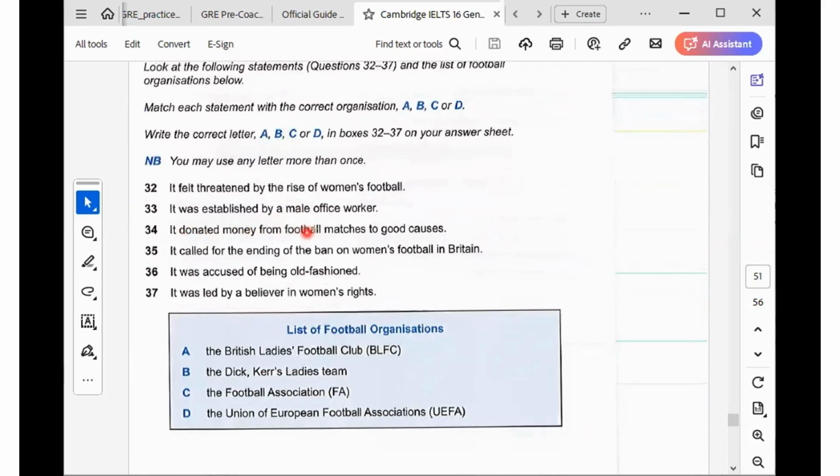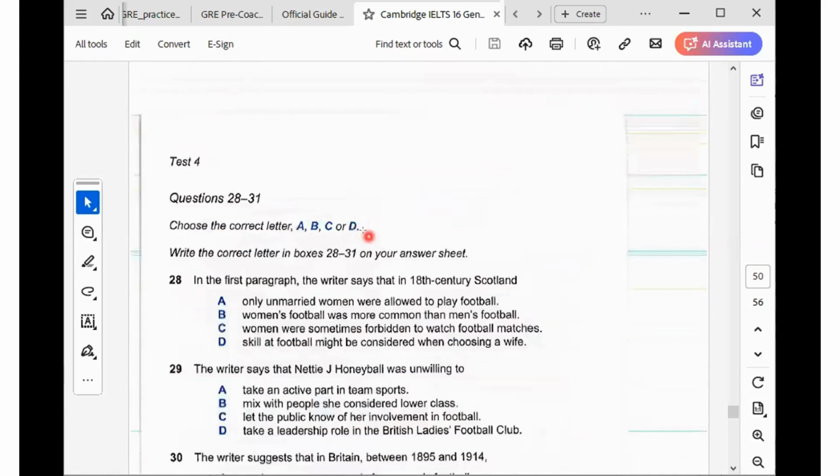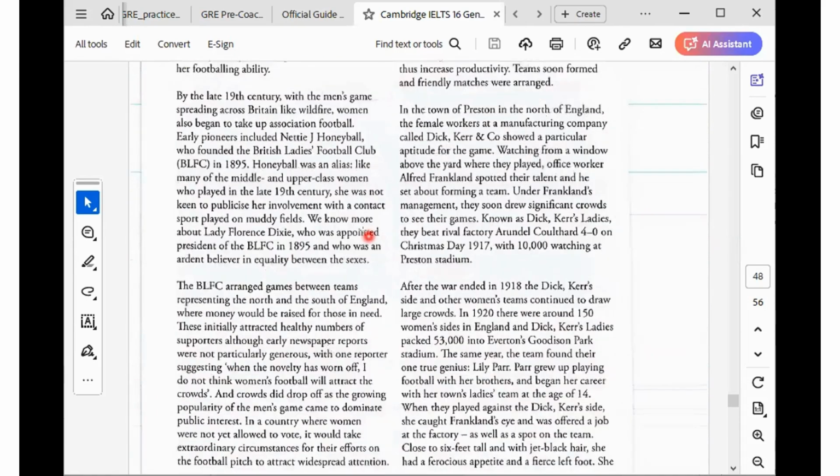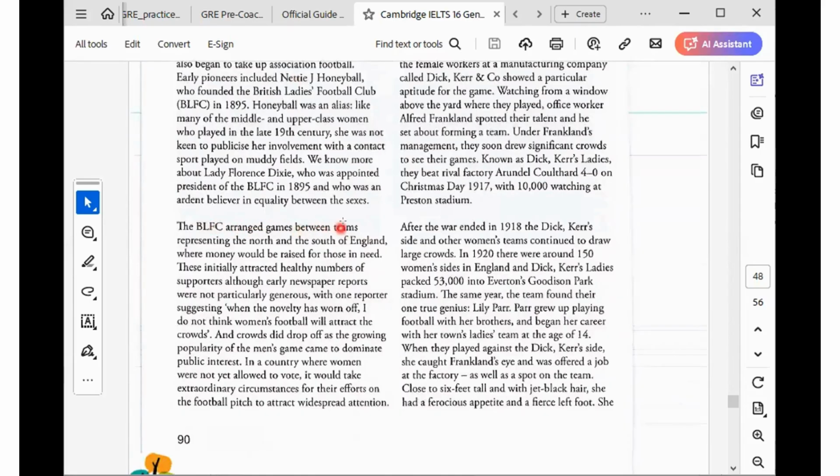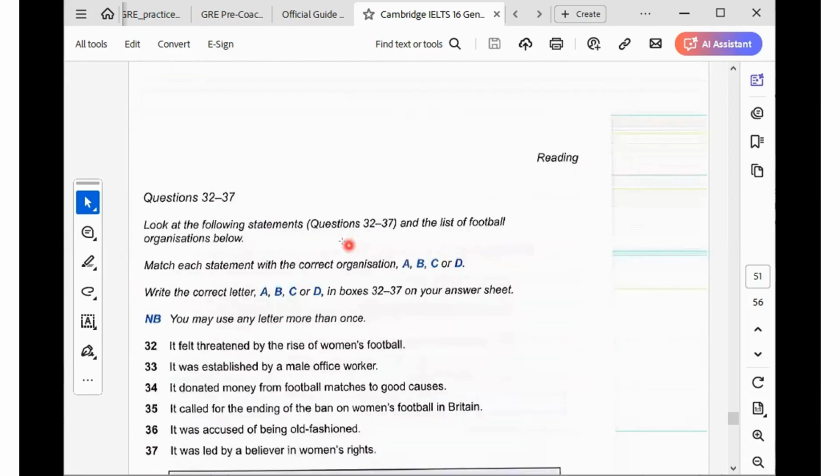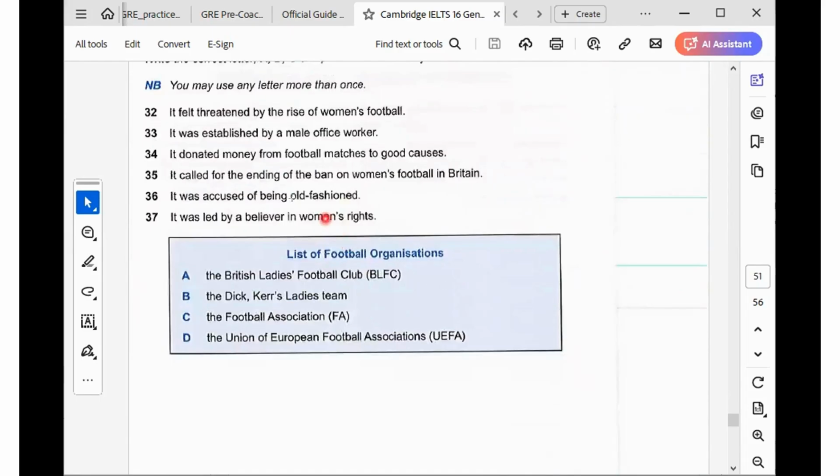It donated money from football matches to good causes. Yes, that's BLFC. I saw that. BLFC arranged games between teams representing north and south of England, where money will be raised for those in need. Can you see? They raised money for those in need. So that's BLFC. They donated money from football matches to good causes. So number 34 can be matched to A. Number 34 is option A.